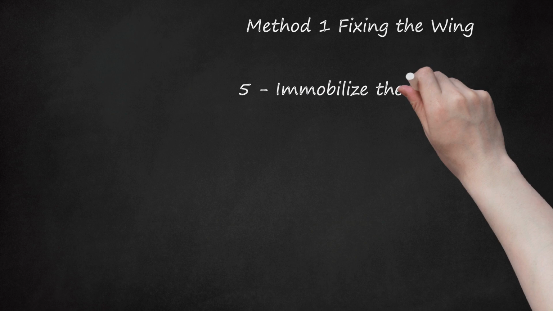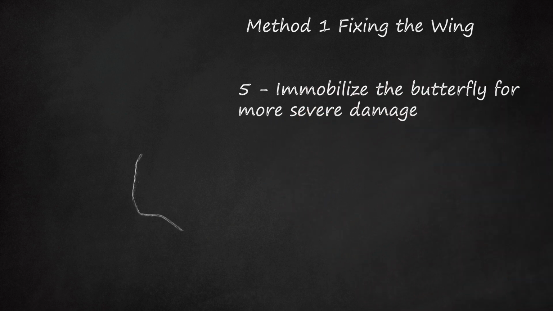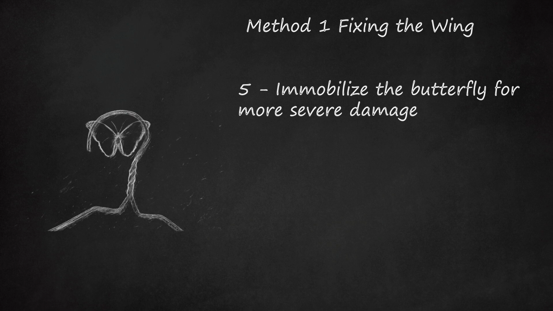5. Immobilize the butterfly for more severe damage. Lay out a towel on a table. Place the butterfly flat on the table, with its legs facing down. Place the loop of the clothes hanger over the butterfly. It should go around the body, but press down lightly on the wings. You can even lightly weigh down the other end of the hanger to hold it in place.